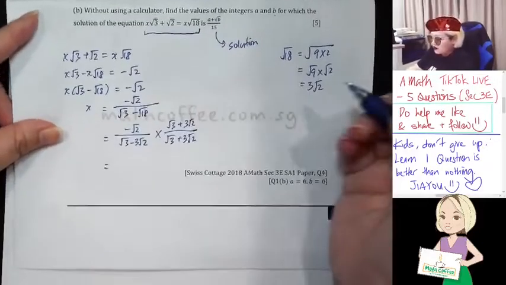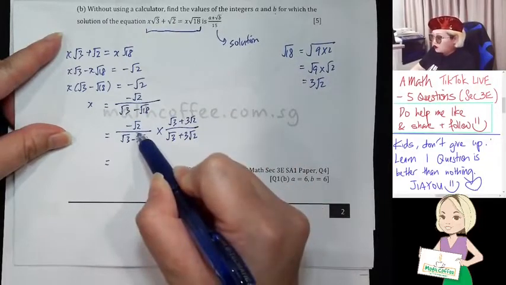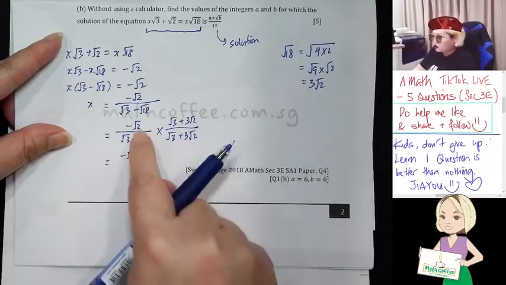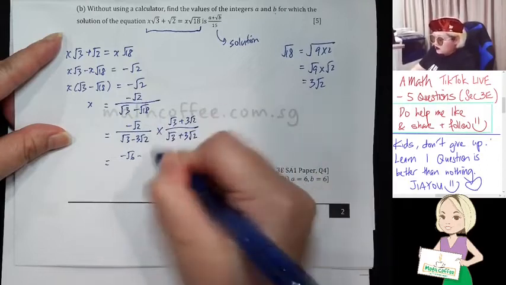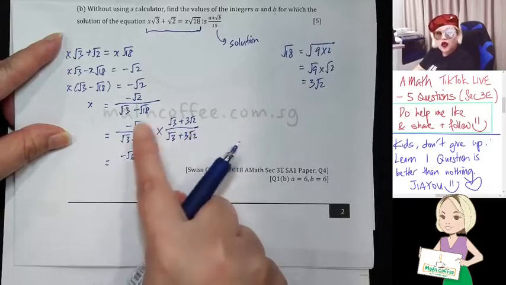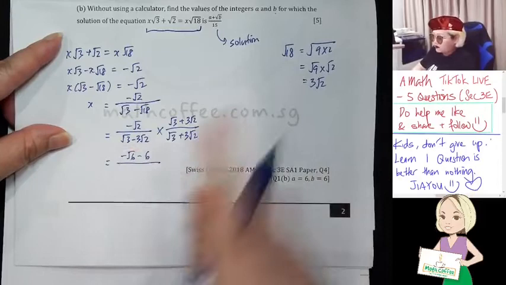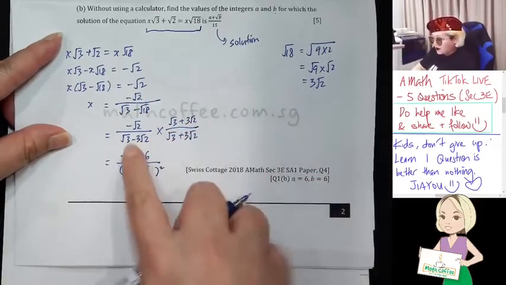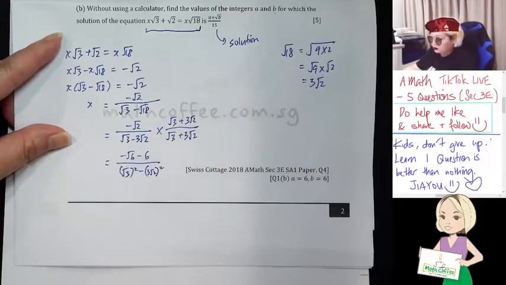So the numerator, you see this times this: minus square root 2 times square root 3 will give me minus square root 6, because 2 times 3 is 6. This times this will give me minus 3, square root 2 times square root 2 is 2, so it becomes 3 times 2, so it becomes 6. The denominator is a square minus b square. So my a is square root 3, my b is 3 square root 2.